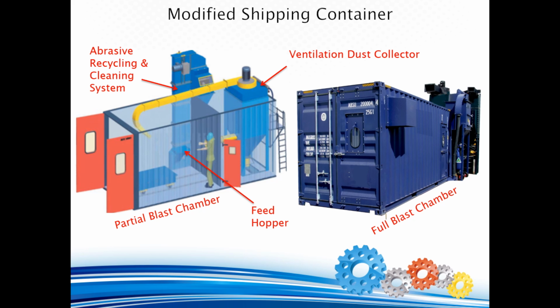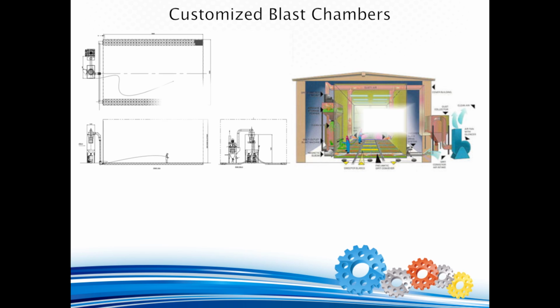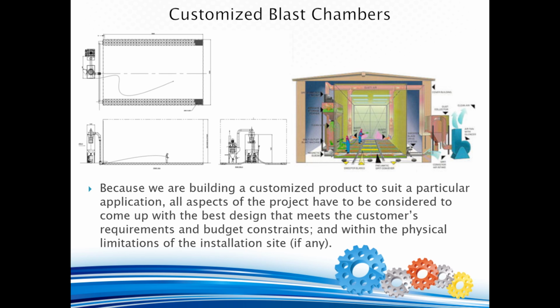The abrasive recycling and cleaning system is housed outside the shipping container, but its feed hopper is located within the blast chamber. This allows the blast operator to manually shovel the spent abrasives after blasting into the feed hopper for further recycling and reuse. On the right, we also have a modified shipping container, but it is used in its entirety as a blast chamber with the abrasive reclamation and ventilation system sitting outside at the rear of the shipping container.